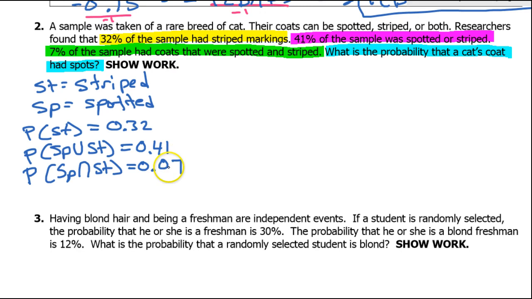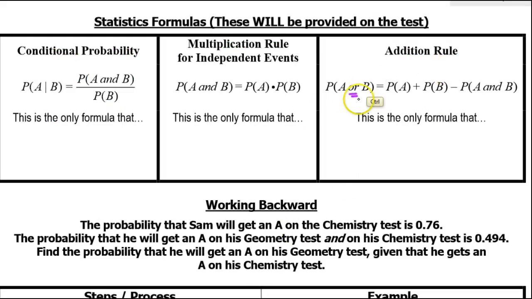7% is 0.07. What is the probability that a cat's coat had spots? So what is the probability of simply spots? That's what we're trying to find out. Okay. Again, as soon as I see that the problem involves "or", spotted or striped, that tells me to use this third equation.